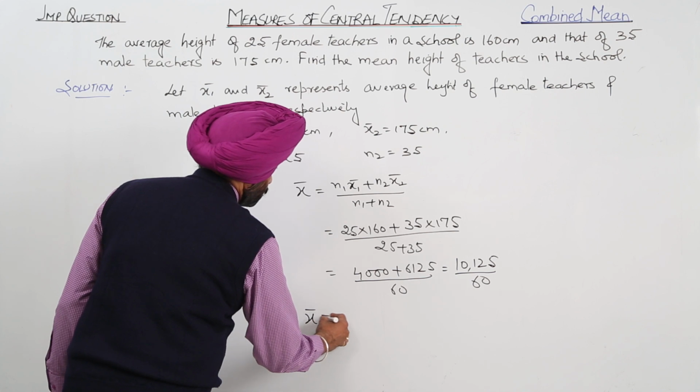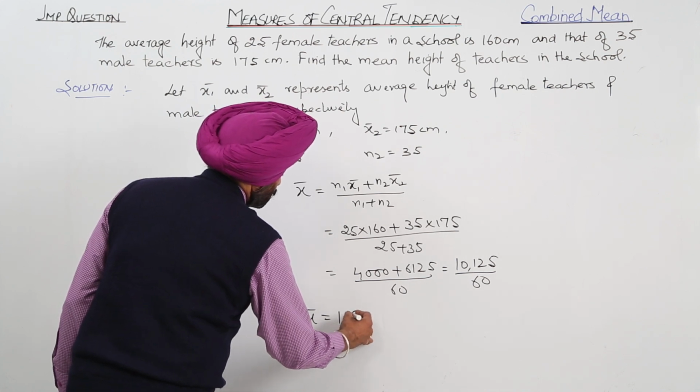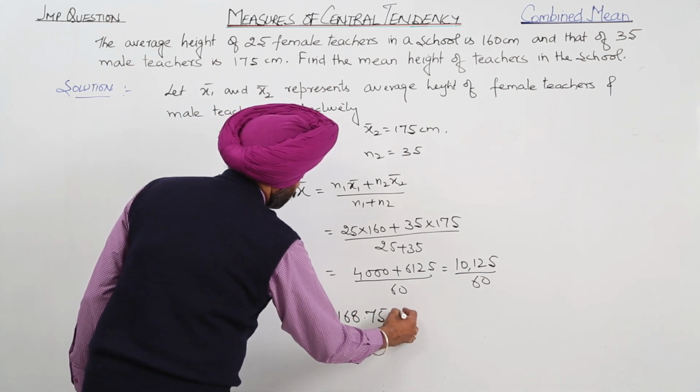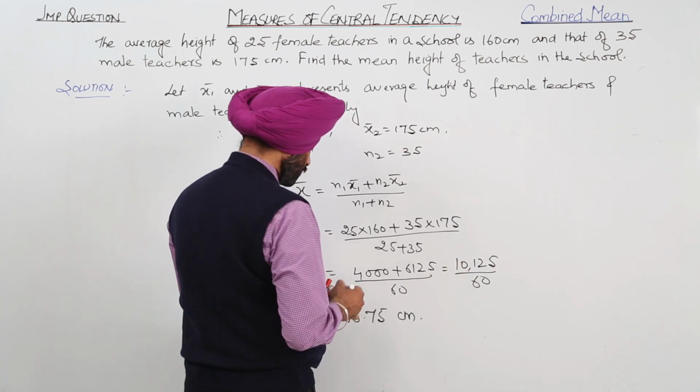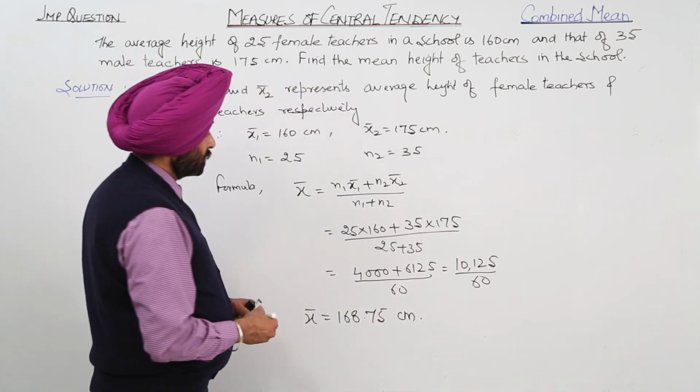Now x mean is equal to 168.75 centimeter. Now, this is the answer.